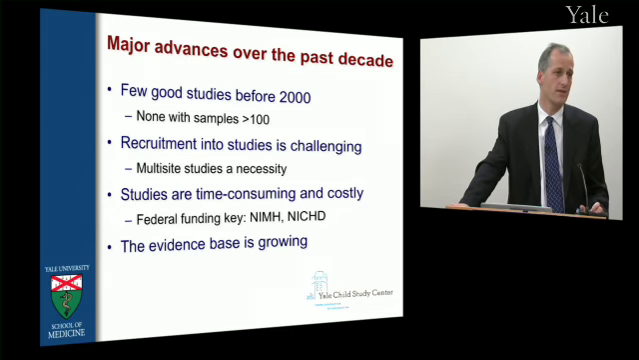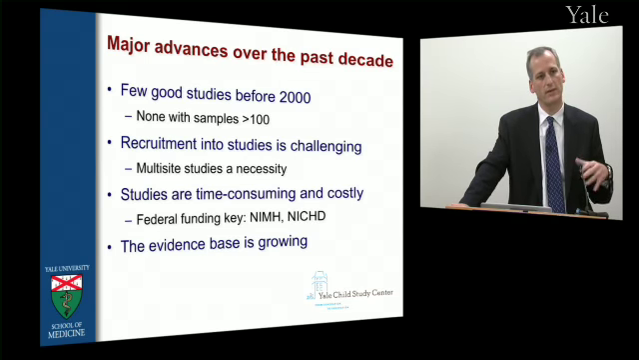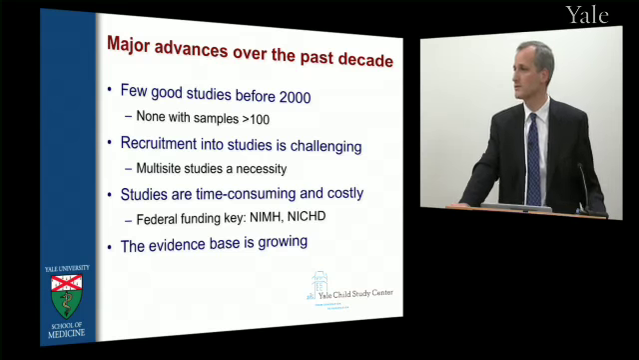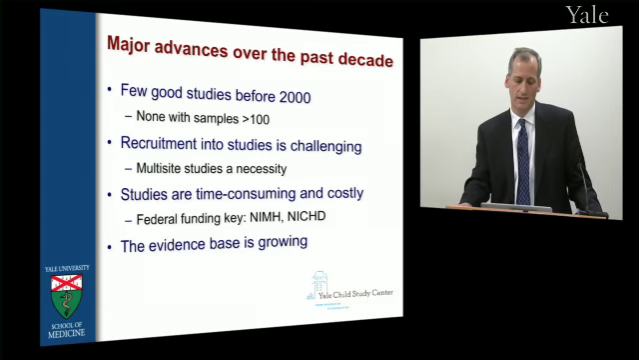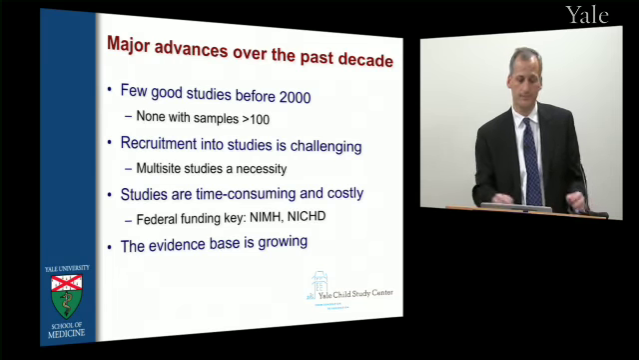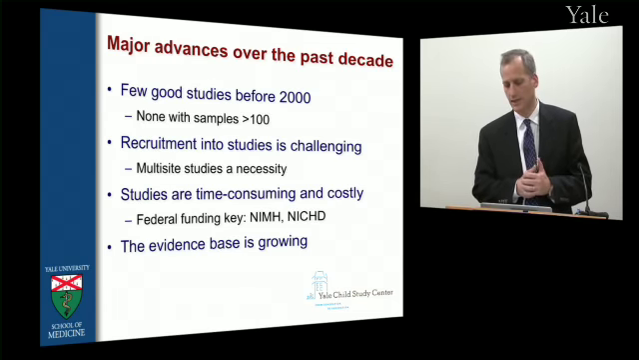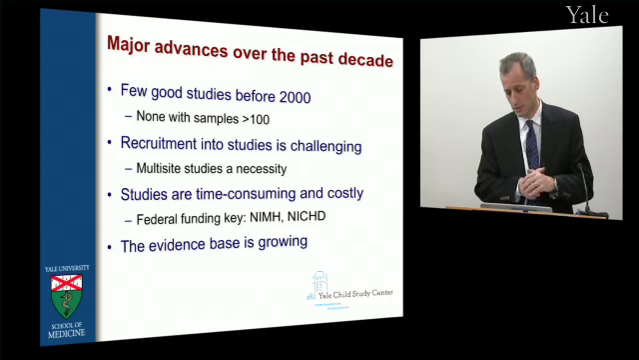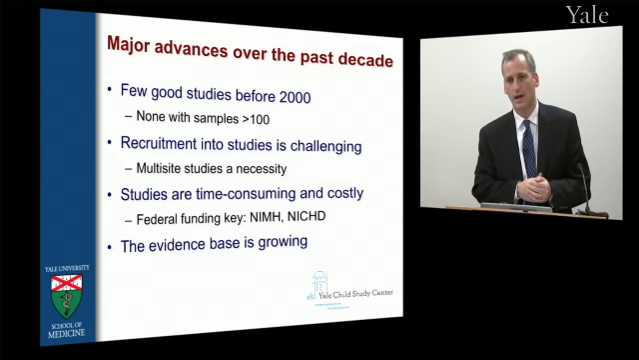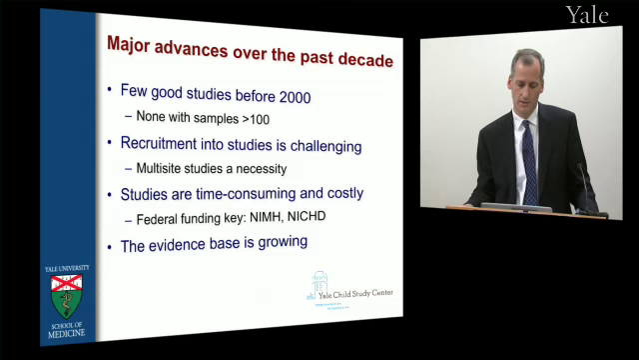And the corollary of this is that most of these studies that I'll describe had to be multi-site efforts, many different sites coming together in order to identify and recruit sufficient number of children. Studies like these are extremely costly and time-consuming, and the federal funding is absolutely critical for them. NIMH, the National Institute of Mental Health, and NICHD, the National Institute for Child Health and Development, are two of the main funders of these large studies.